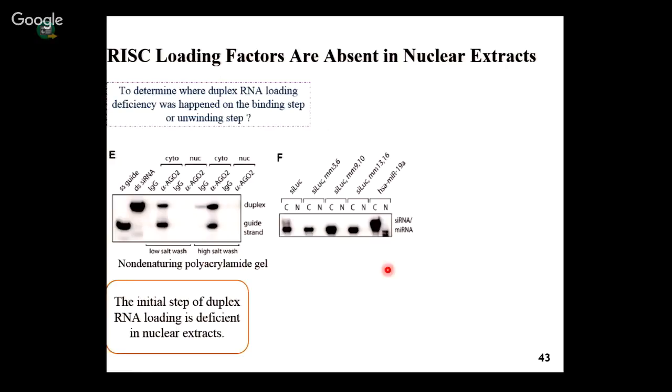I think it's different because the molecular weight is different. The band is different between the cytoplasm and the nucleus. So there might be some different complex for the siRNA or the microRNA to function.